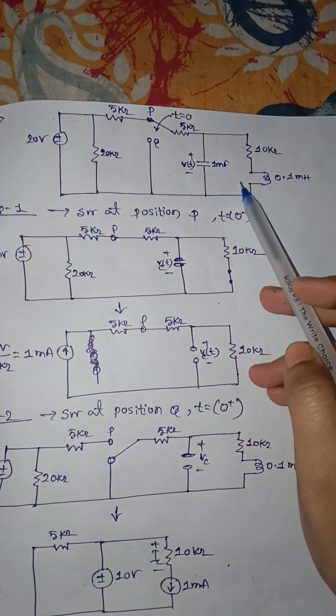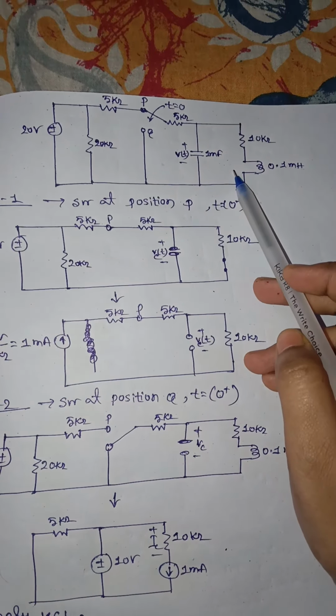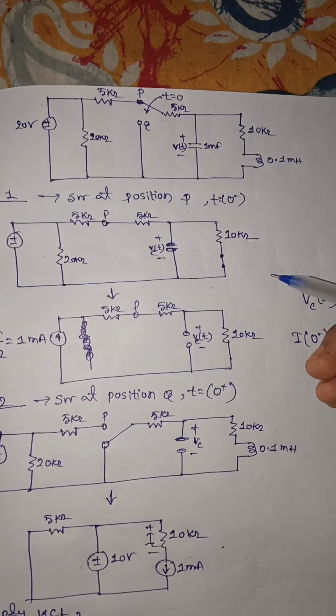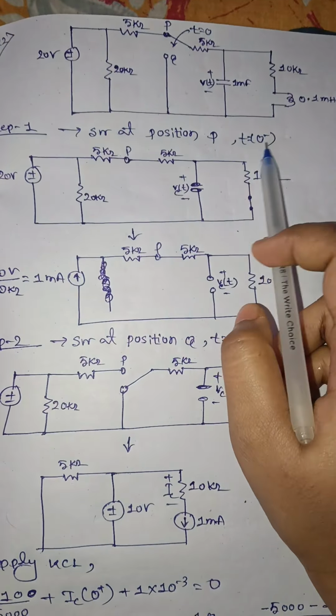So this is the main figure. According to the question, what is the value of the derivative of the capacitor voltage with respect to time? So step 1: the switch is at position P at time t less than 0.